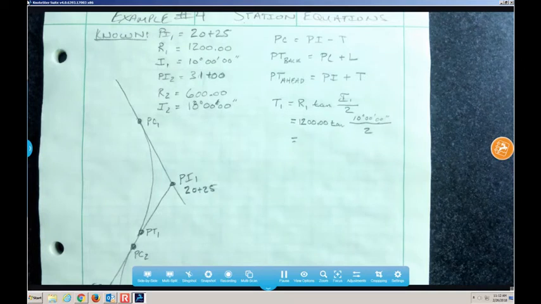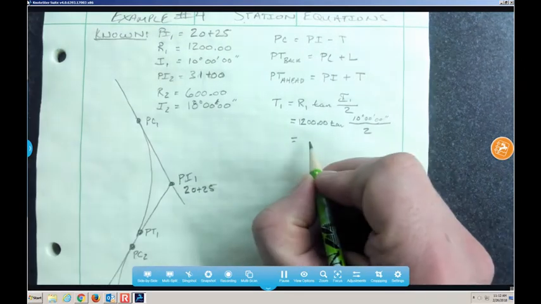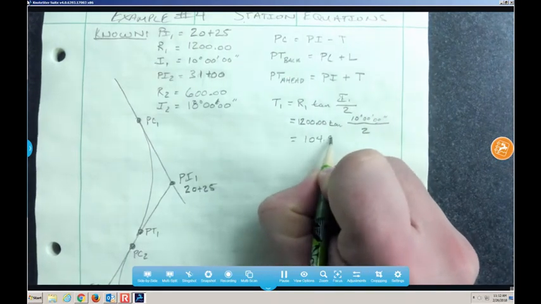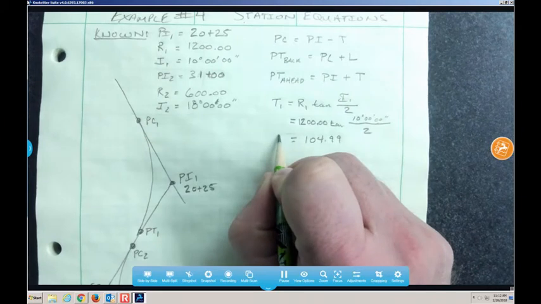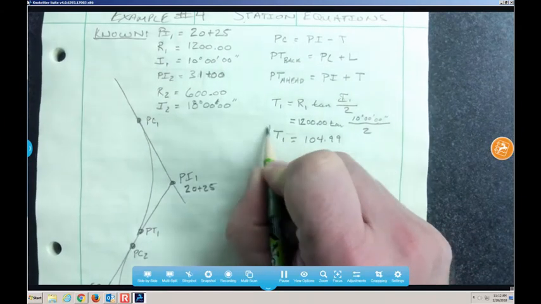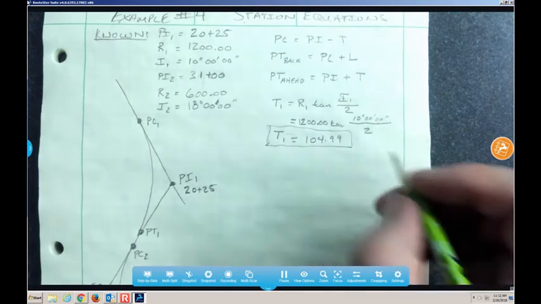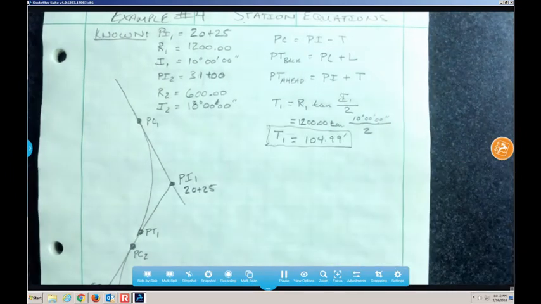So what's T? 104.99. So that's T1. Okay. Feet. That is in feet.